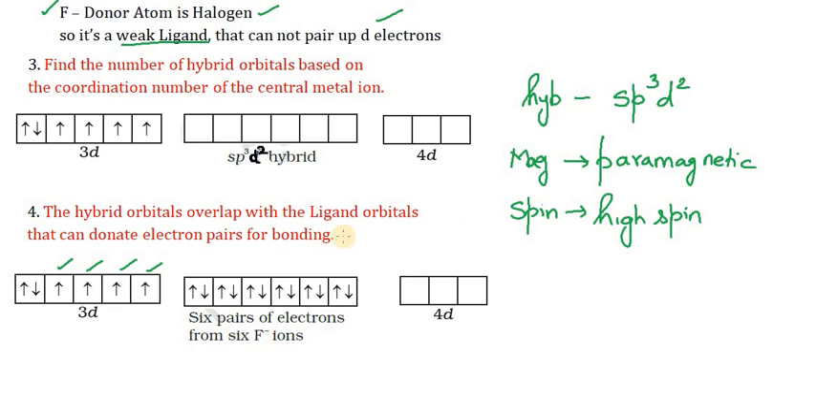So now after doing all this, you have to check the hybridization. Obviously we have already mentioned it is sp3d2, because the outer 4d orbital is taking part. Again the magnetic property is paramagnetic, because unpaired electrons are available. Then going to the spin, it is high spin since the outer d orbital has taken part in this particular complex formation.